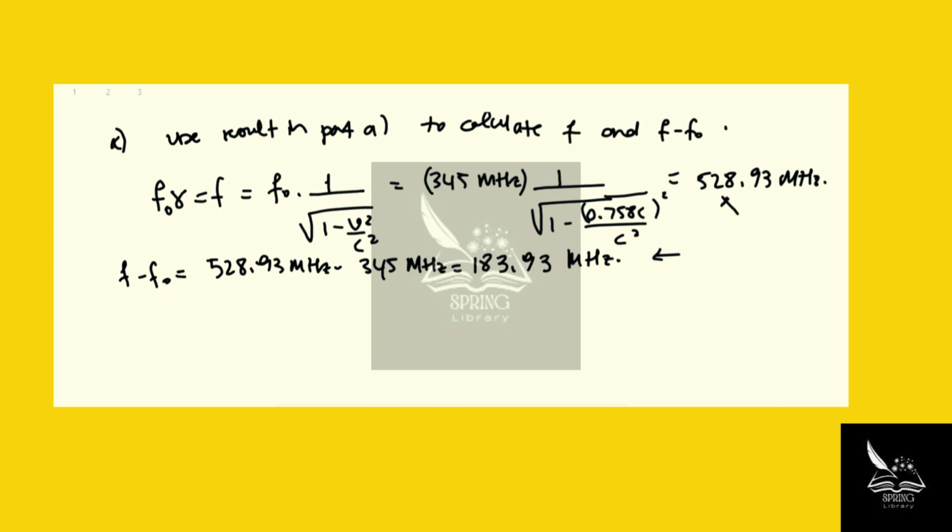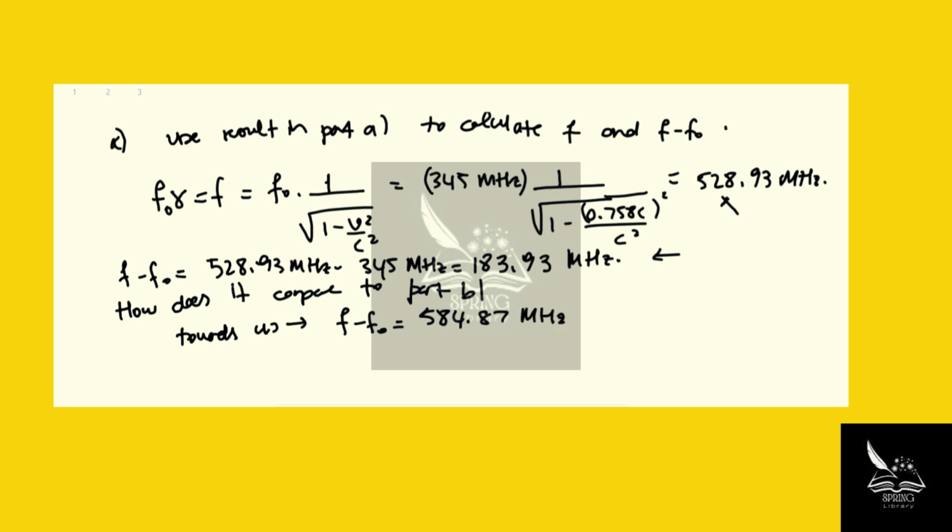Remember the Doppler equation? The question is again, how does it compare to part B? What do we get in part B? When the ship is moving towards us, the shift was found to be 584.87 megahertz, if you remember. When it's moving away, after it's passed by us, the frequency shift was negative 217 megahertz. Now, let's look at these two and figure out how they compare to this number.